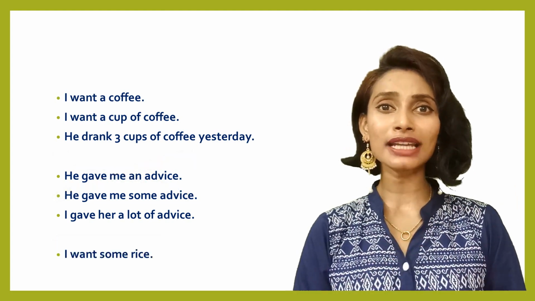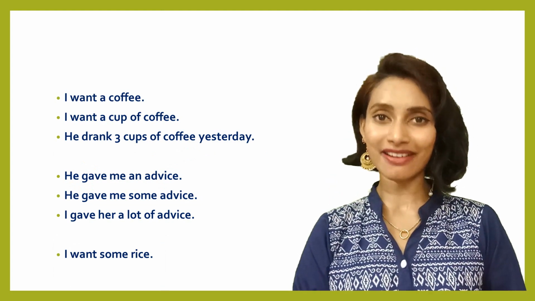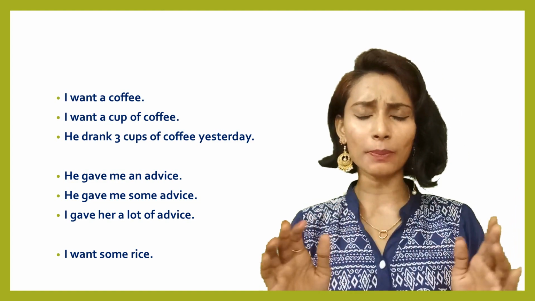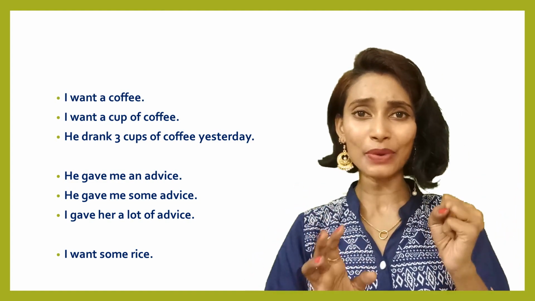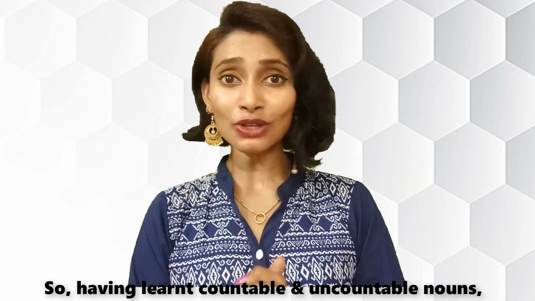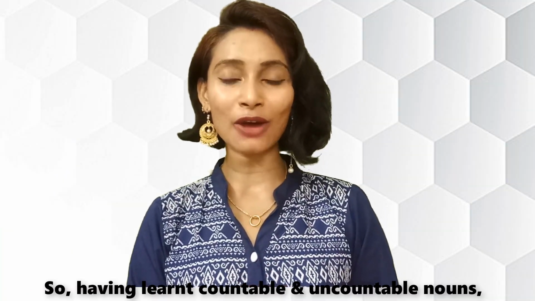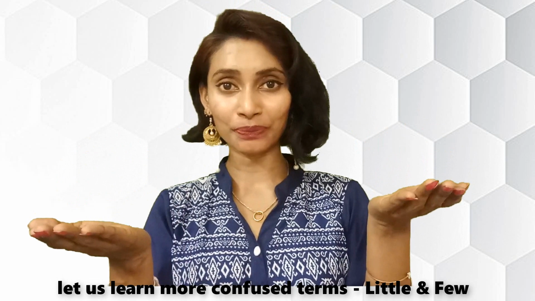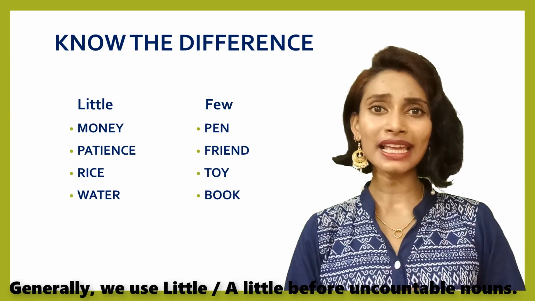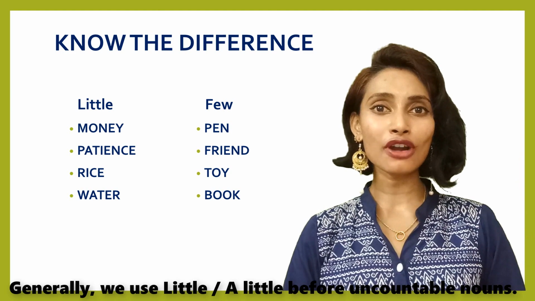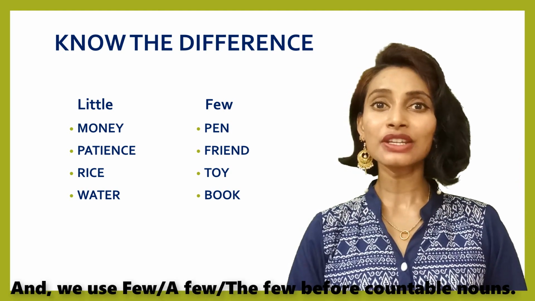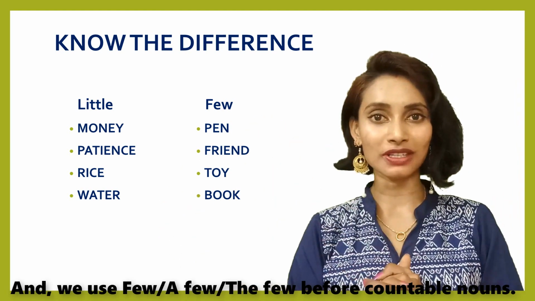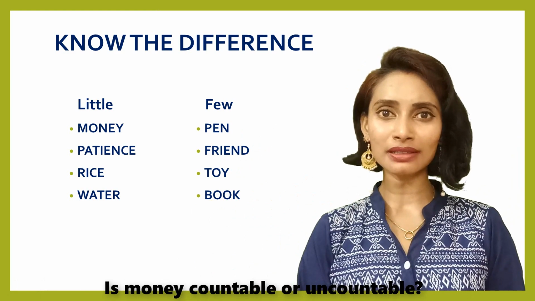In the same way, I want some rice is the correct usage. You cannot use I want 1 rice, 2 rice. It's improper to use 1, 2, 3 numbers before uncountable nouns. So, having learned countable and uncountable nouns, let us learn the most confused terms, little and few. Generally, we use little or a little before uncountable nouns, and we use few or a few or the few before countable nouns. Is money countable or uncountable?